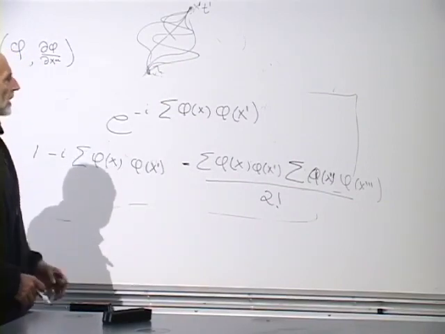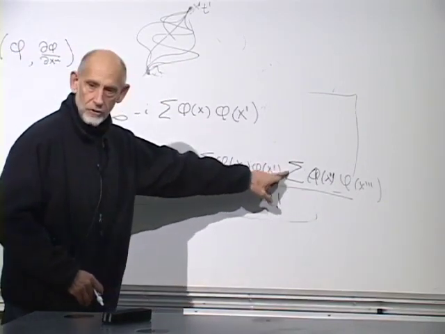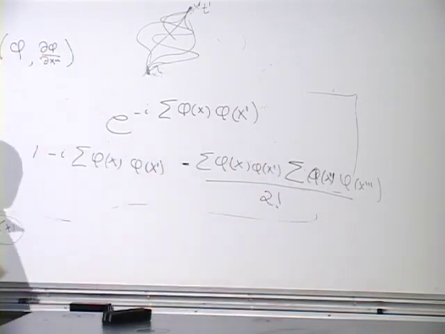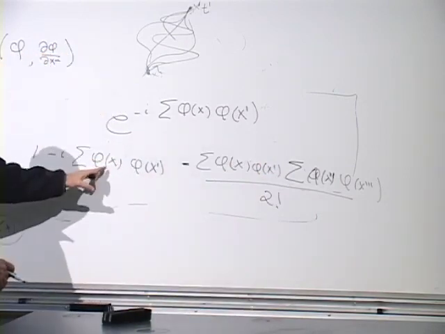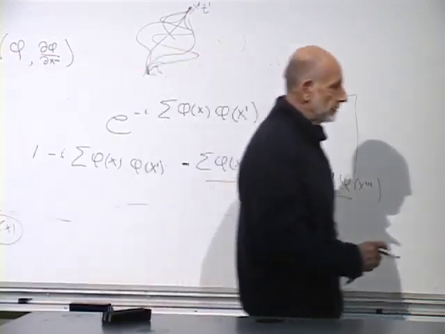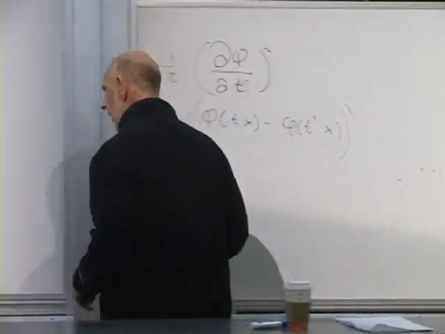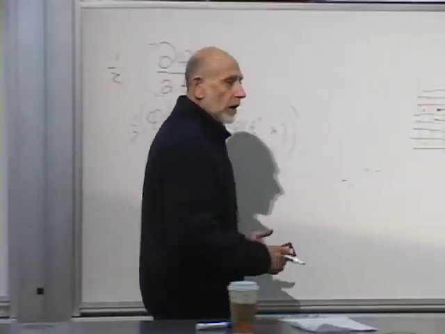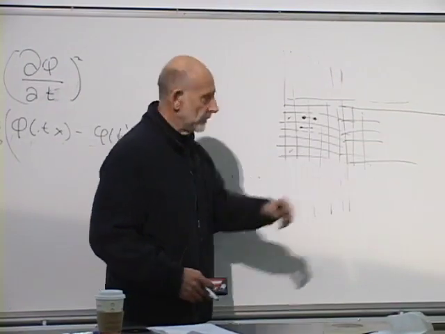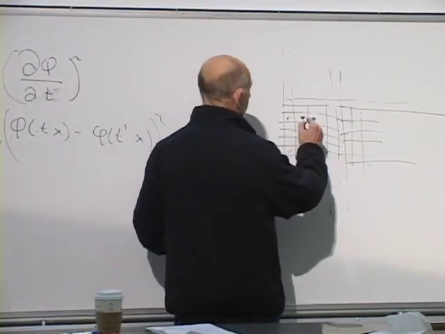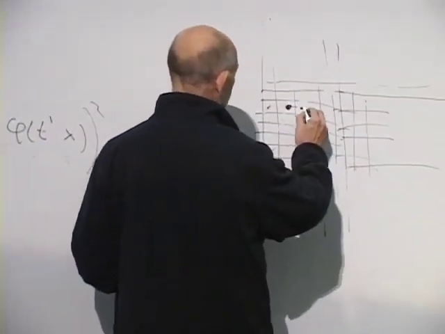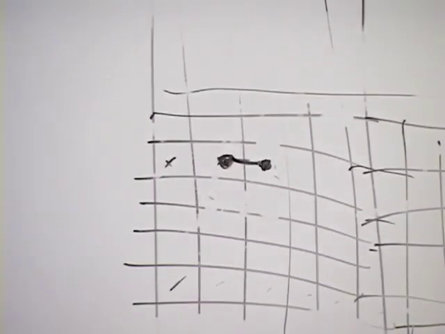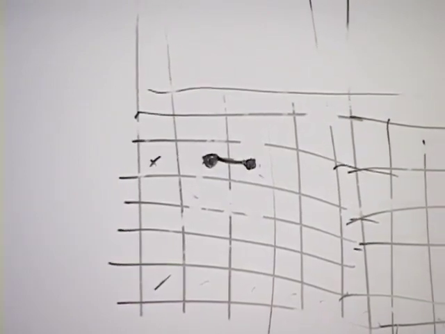And what's the next one? Well, it has 3 powers of the sum, 4 powers of the sum, and so forth. Okay? Let's look at each term here. The first term has something which involves a sum over the lattice of an annihilation of a particle at one point and a creation of a particle at another point, at a neighboring point.